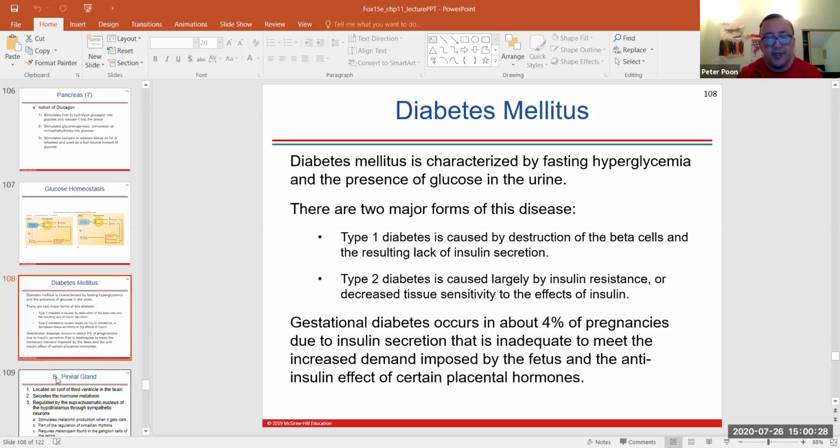Gestational diabetes occurs in 4% of pregnancies due to insulin secretion that's inadequate to meet the increased demand by the fetus. The side effects of gestational diabetes are increased blood sugar levels, which means increased blood sugar to the fetus, which means a larger fetus, which means the birth weight is going to be larger and it's going to be harder to come through the birth canal.